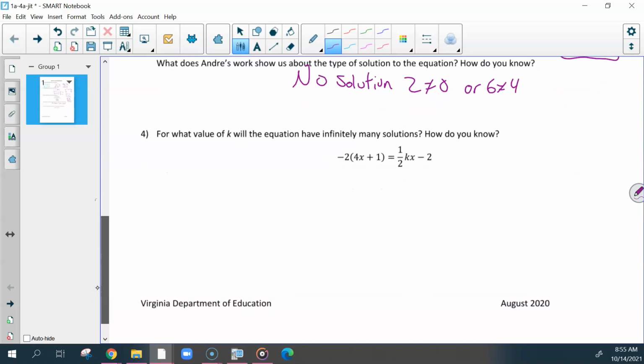Number 4 is a little bit more challenging than I really want it to be, but it kind of makes you think. You have the answer. So I'm going to kind of walk you through how I thought about this, and then we'll talk about any questions. So first, I'm going to distribute this.